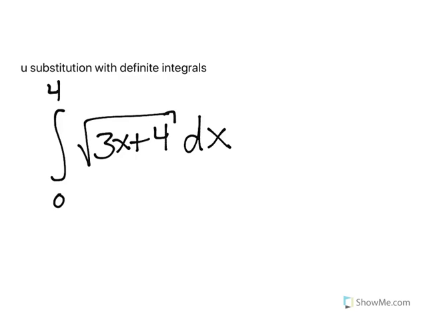In this video, we'll be considering u substitution problems where we are trying to evaluate some sort of definite integral. And it turns out that there's two ways to solve a definite integral using u substitution.